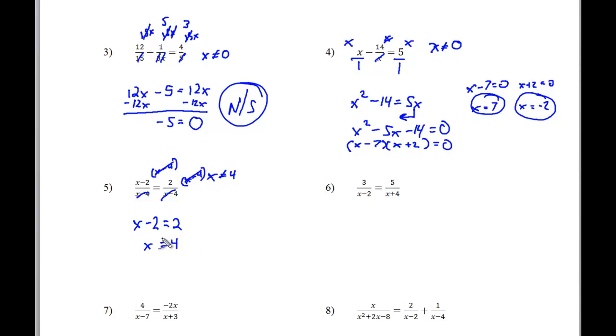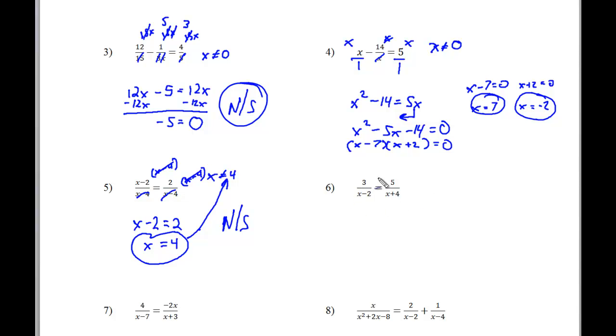Now the problem with this is my answer matches the danger number. And if the answer matches the danger number, then there's no solution. So even though I could crisscross multiply here and solve it this way, or I could do it the way that I did it, you're still going to end up with no solution.